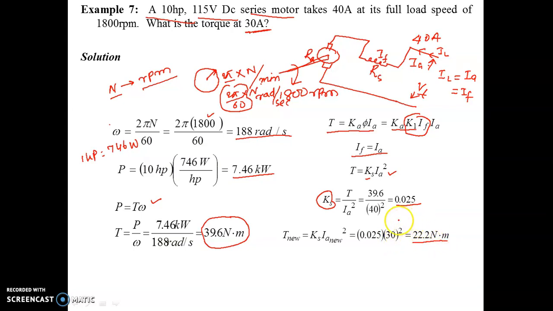So here we can see that the torque earlier, at 40 ampere current, was 39.6, but when the current is reduced, the torque reduces to 22.2 Newton meter.